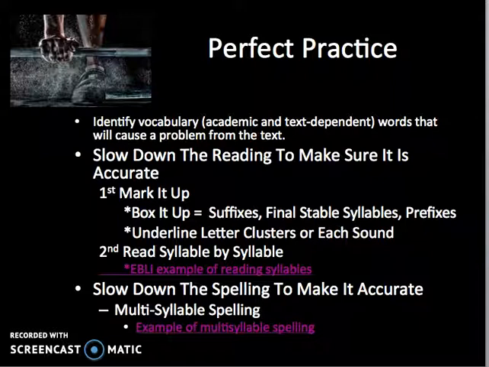After they've boxed up the endings and beginnings, they can underline any letter clusters or sounds that have more than one letter. Because in the English language, you can have 1, 2, 3, or 4 letters making just one sound. So by underlining them, it's forcing the brain to realize that both of these letters are making one sound together. After they've marked up the word, it is super important that the student read the word syllable by syllable, as seen in the next video.